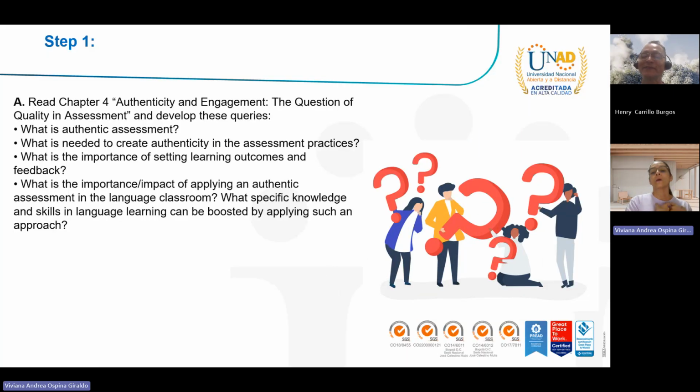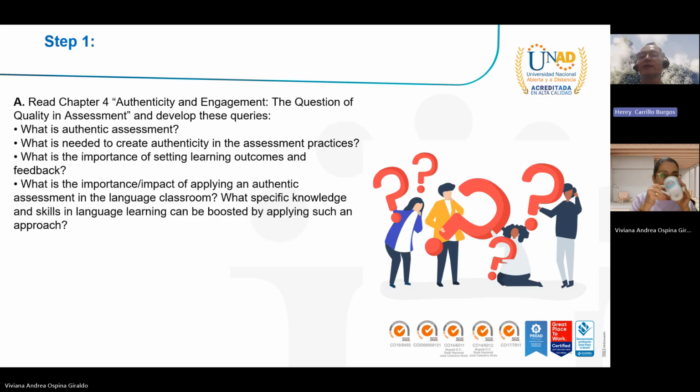So now I want you to reflect. This is one part of the activity that you will have to do. After reading this, maybe you might change your point of view. We already asked you what authentic assessment is. So now, can you tell me what authentic assessment is?